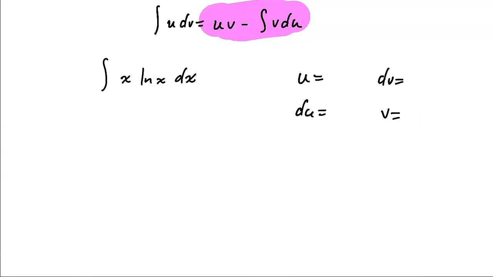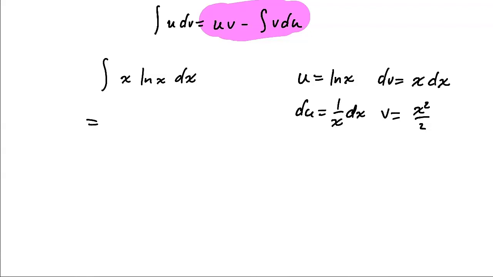Let's create a new u and dv. So let's let the u be ln of x, because then my du would be 1 over x dx, because the derivative of natural log is just 1 over x, right? And then my dv would be x dx. And the antiderivative of x is x squared over 2. So it looks like I have all my parts. So let's equate this to the other side.